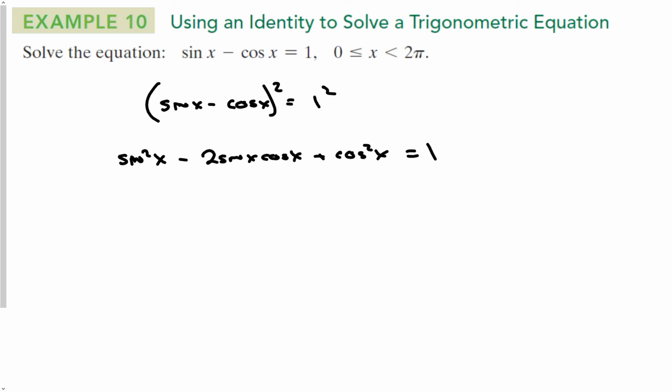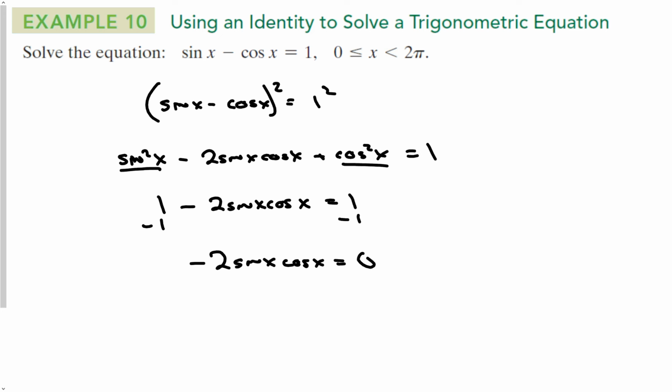And we're going to rearrange the terms. So we're just going to take this and this, sine squared plus cosine squared is going to be equal to 1. But my next step is just subtract 1 from both sides. And we get negative 2 times the sine times the cosine is equal to 0. Now, just divide out the negative 2. Why would you want it there? Sine x cosine x is equal to 0.